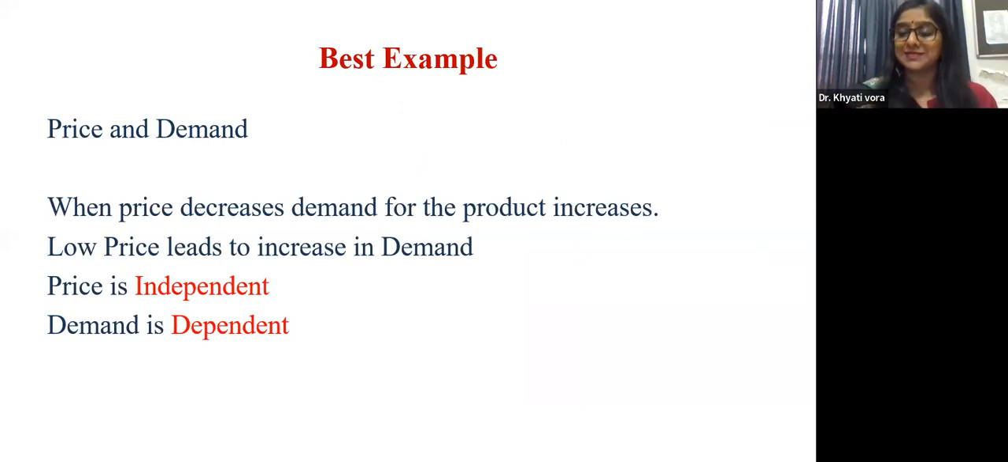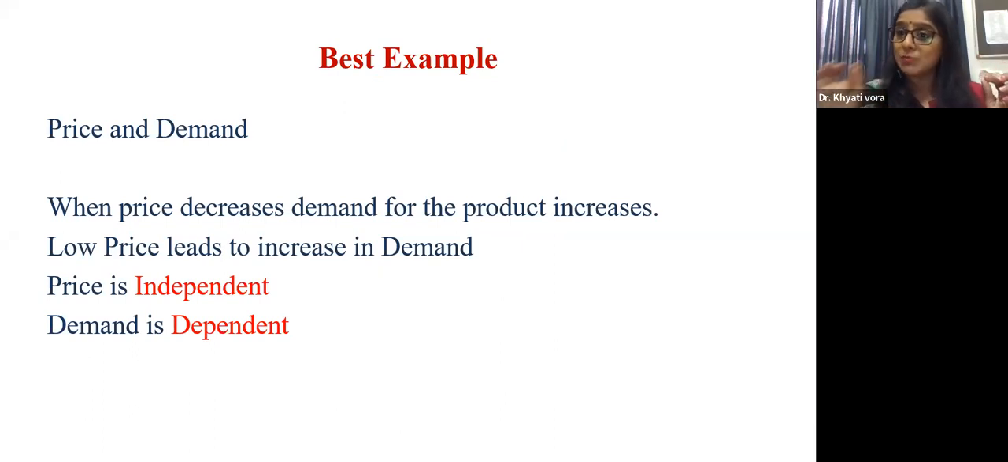To be more precise, what we have learned from our undergraduate is price influences the demand. When you lower the price, the demand will go up. And when you increase the price, demand will come down. So it is very simple for you to understand the independent and dependent variable through the price and demand relationship. When price decreases, the demand of the product increases, and vice versa. So when the price is independent, you change it, immediately there is a change in demand, a cause and effect relationship.